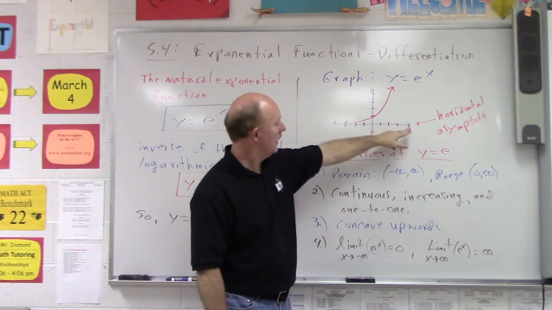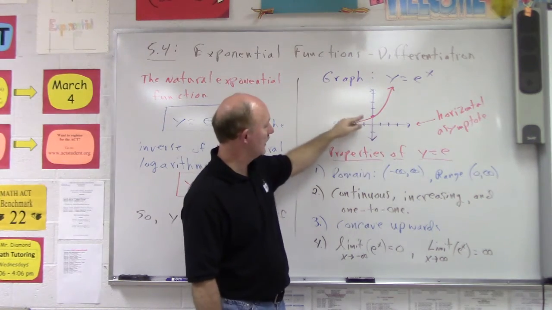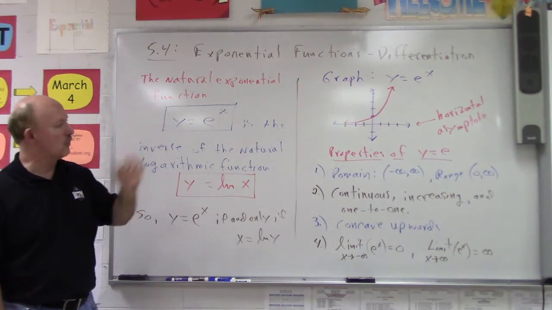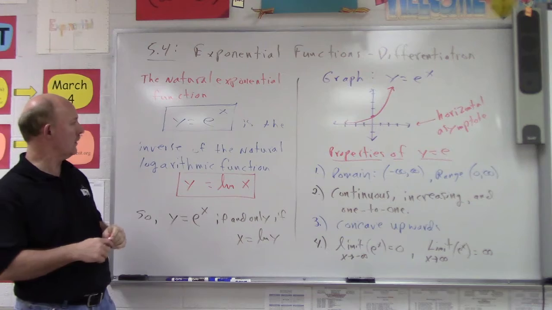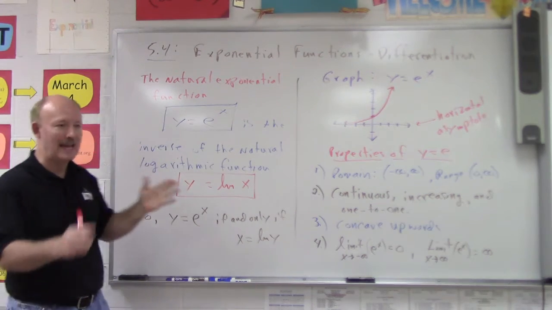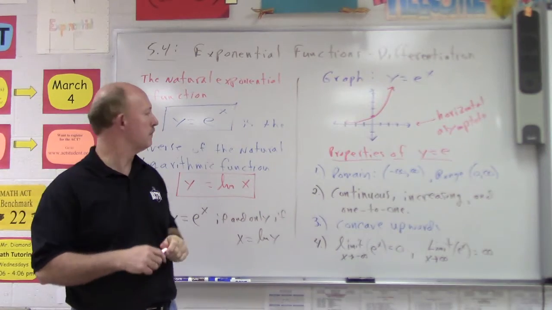It approaches the x-axis going to the left, and then it increases upwards going to the right. All right, so once again, y equals e to the x. This is our natural exponential function, or f of x equals e to the x, if you will.